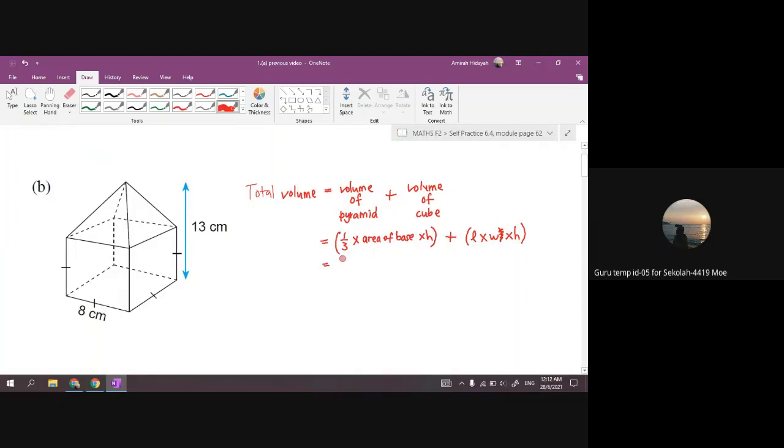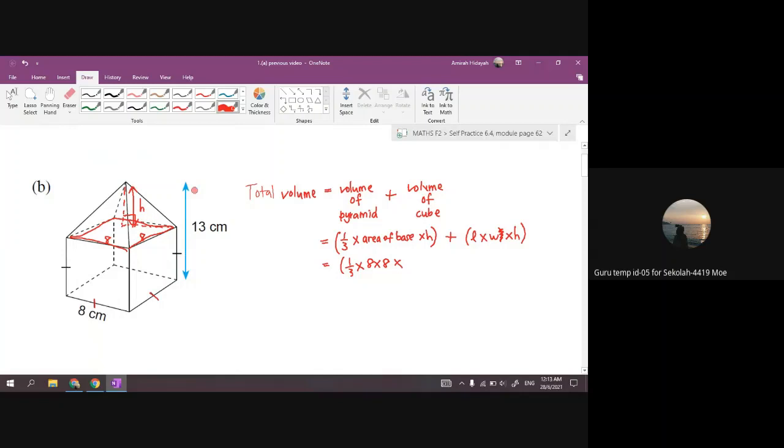So, 1/3 times area of base. For this pyramid the base is a square, right? The formula for square is length times width. So length times width, length is 8, and width is also 8 because the dash means the same length. So 8 times 8 times height of the pyramid. Remember, the height must be the upright height, the one that forms 90 degrees. So this is the height.